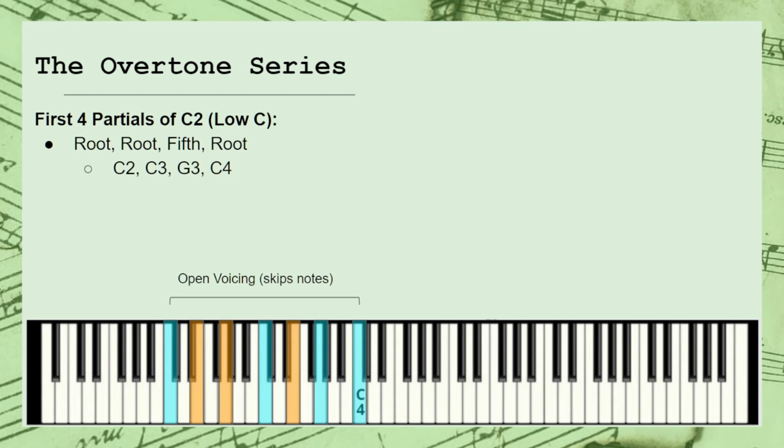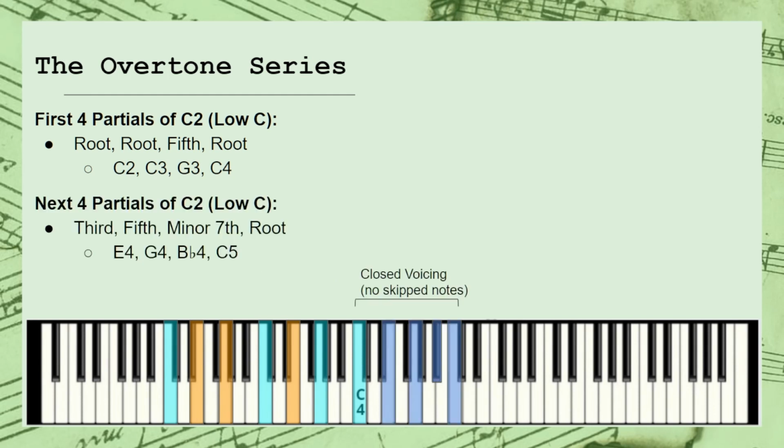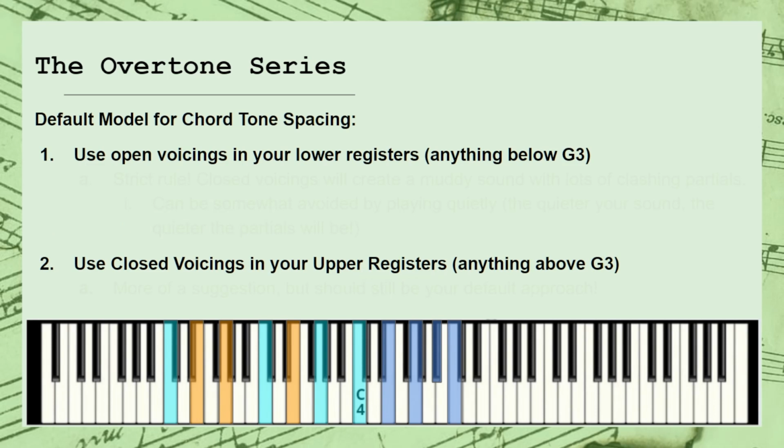However, if we start with the 4th partial and look at the remaining pitches, we find a fully written closed voicing C7. In other words, we have a C dominant 7 chord that doesn't skip any notes. It goes C4, E4, G4, B flat 4, and then C5. Perhaps unsurprisingly, this is exactly what your default chord orchestrations should also look like. You should use open voicings in your lower registers and closed voicings in your upper registers, which, for practical reasons, could be considered anything higher than a G3, or the G just below middle C.